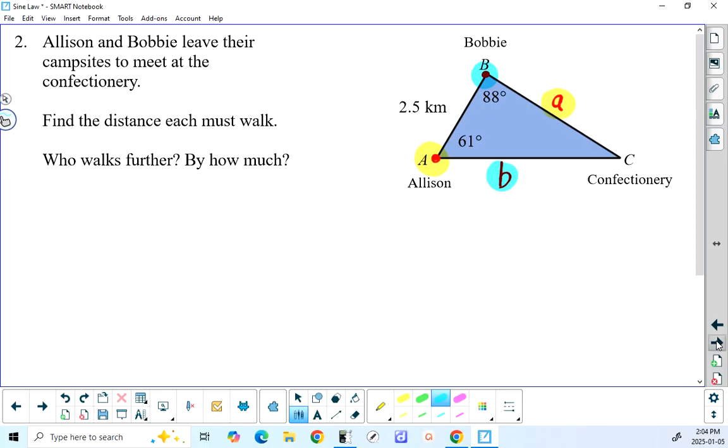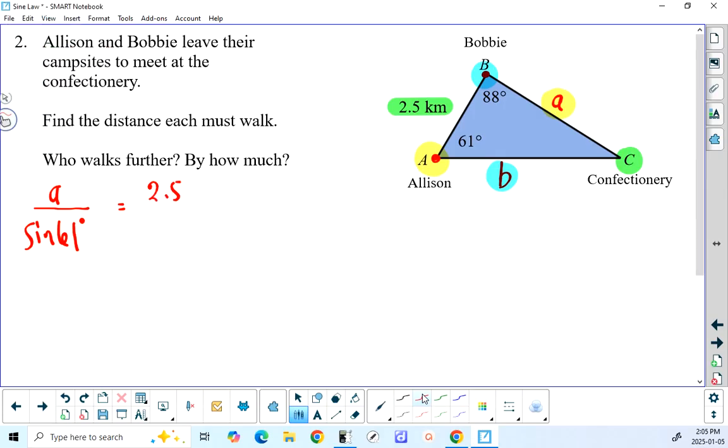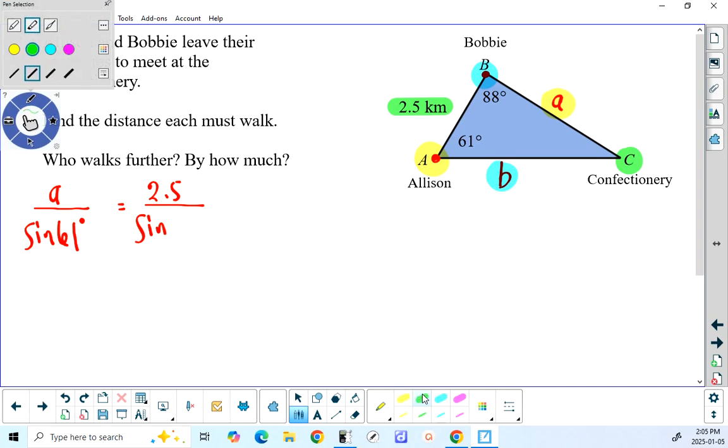So how are we going to do this? We do need to figure out what this other angle C is. We do have a third pair here, and we need to know that angle C in order to proceed. Let me explain to you why. If we want to find side A, you would say A over sine of 61 degrees equals, we have to use the 2.5 over sine. We need to know what angle goes here. And this angle that goes here is whatever angle C is. So that's a pretty simple thing to do.